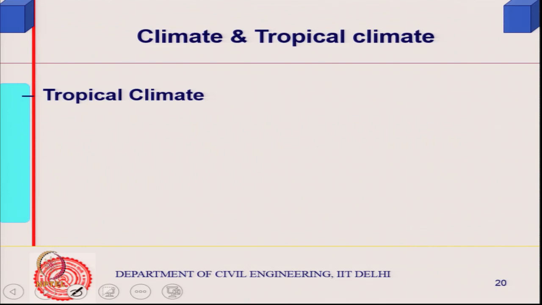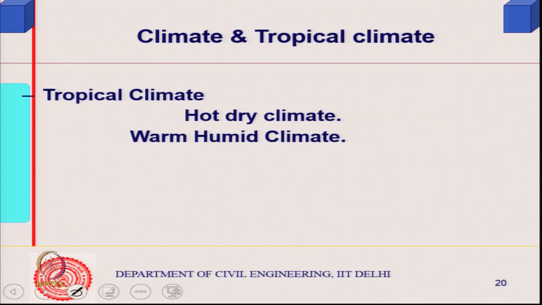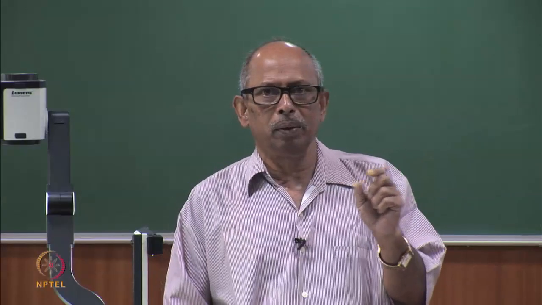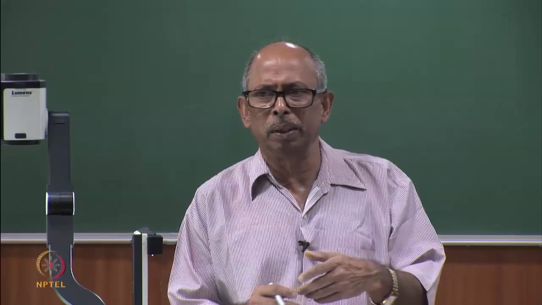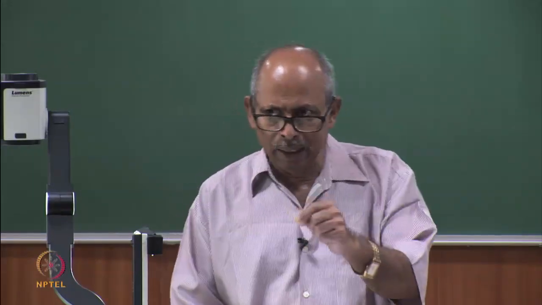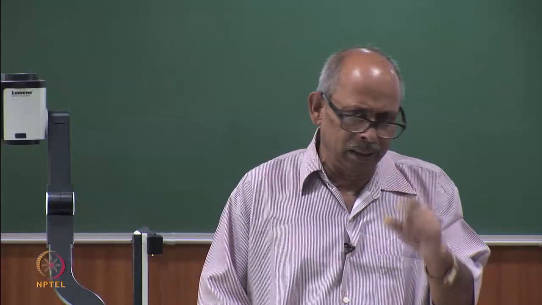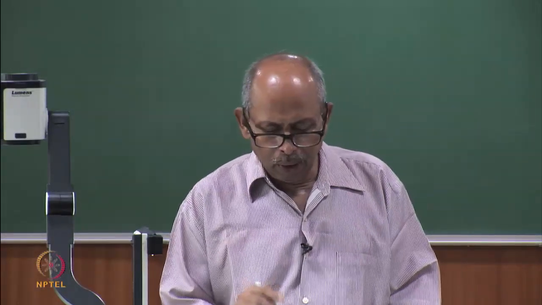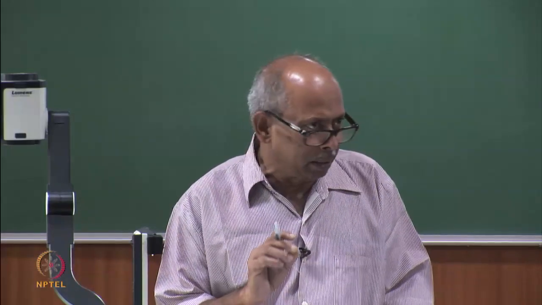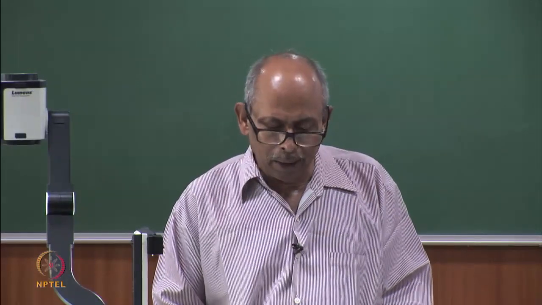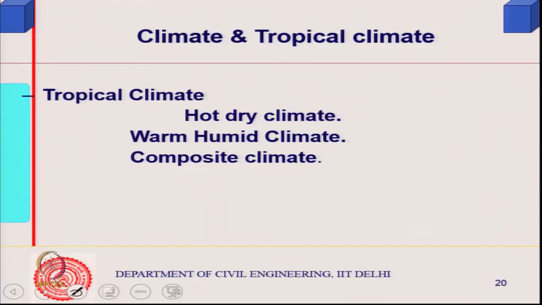Tropical climate is again classified into climatic zones: hot dry climate, warm humid climate and composite climate. These are the main climatic zones in tropical climate. I do not remember the name exactly, but it is there in the reference or the typed material that I have given you. That is the main classification of tropical climate, but there are sub classifications, I will come to that.